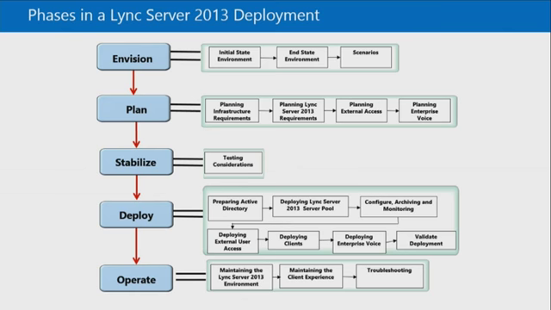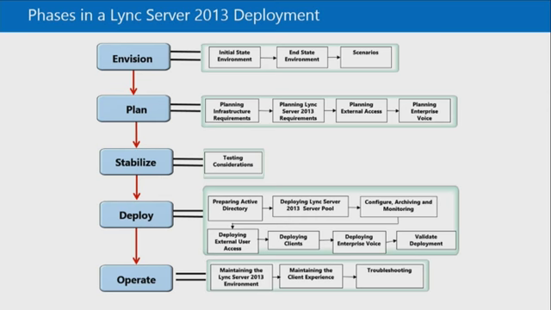So in a Lync deployment, we really see this as a 5-phase rollout: envision, plan, stabilize, deploy, and operate. That operate being that ongoing phase of your environment. So in that envision phase, we do that look at the initial state of your current environment. We talk about what is our theoretical end state of the environment and what are the scenarios that get us there.